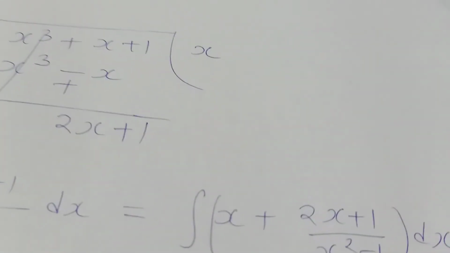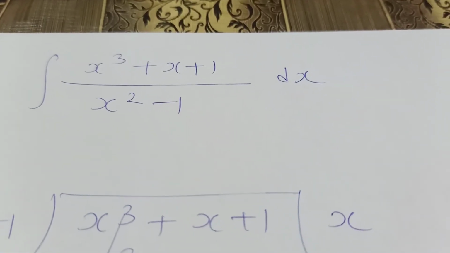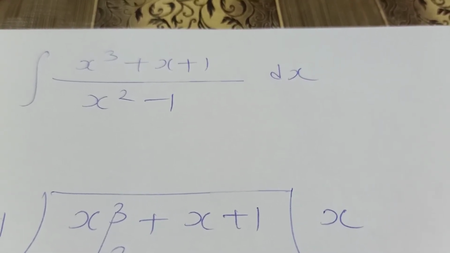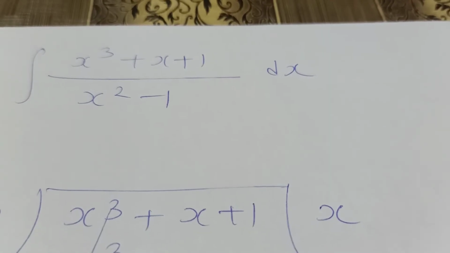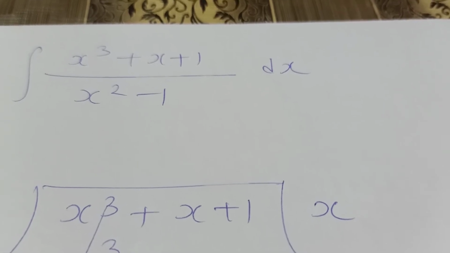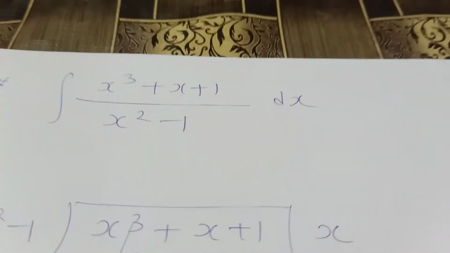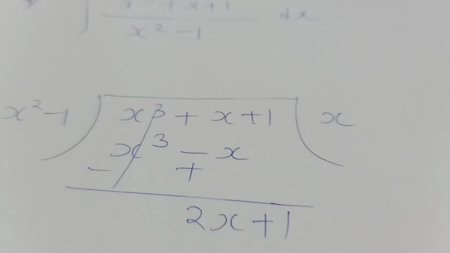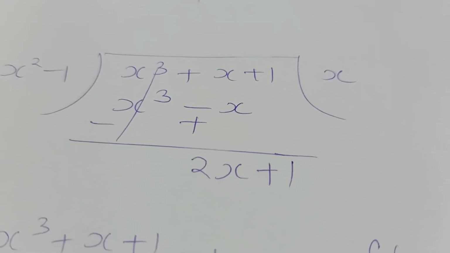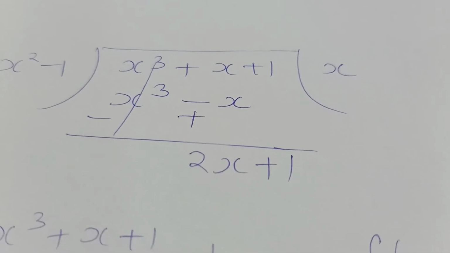Now let us see the next example: x cube plus x plus 1 upon x square minus 1. Here you can notice that the degree of the numerator is greater than the degree of the denominator. Therefore it is an improper function. So we will divide it. If we divide x cube plus x plus 1 by x square minus 1, you are already familiar with the division process. So you will get x as quotient and 2x plus 1 as remainder.